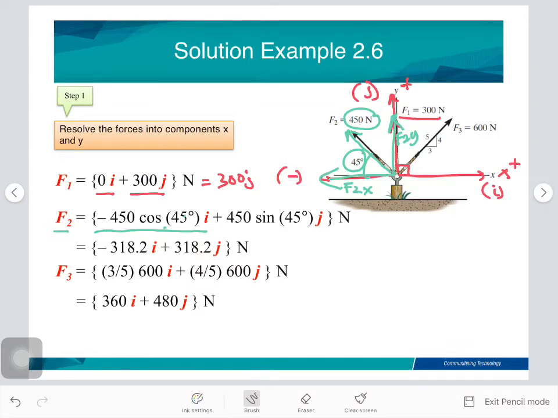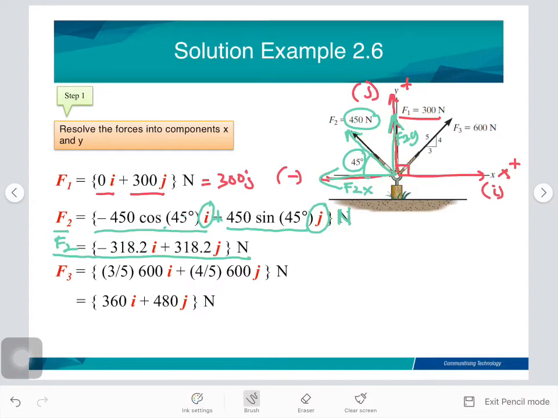Must remember this is component I. And then plus the F2Y. F2Y is 450 sin 45. Must remember component J, and then the unit, Newton. So we can solve the magnitude for the F2X and F2Y. So this is the Cartesian form for the F2. So F2 here is negative 318.2 I plus 390.2 J Newton.